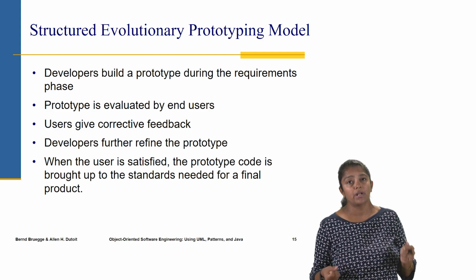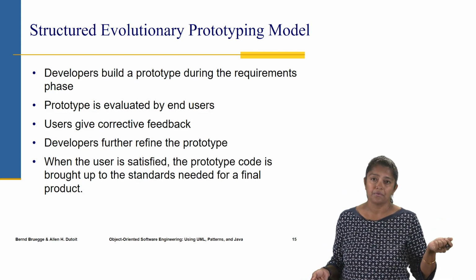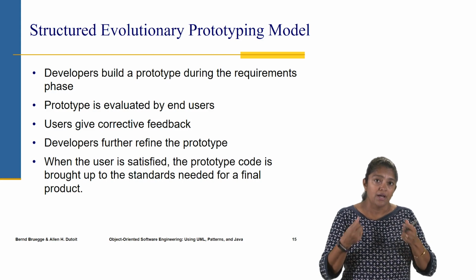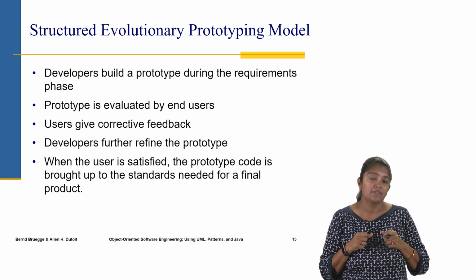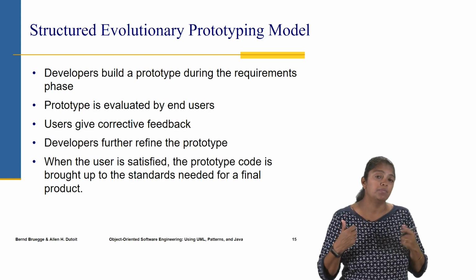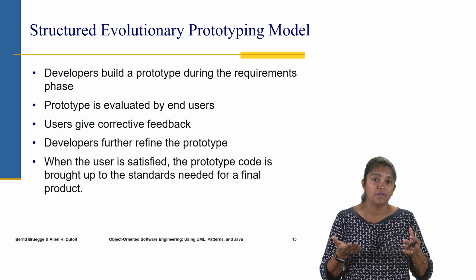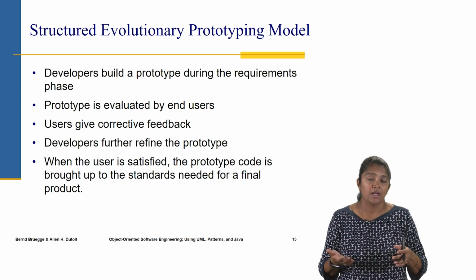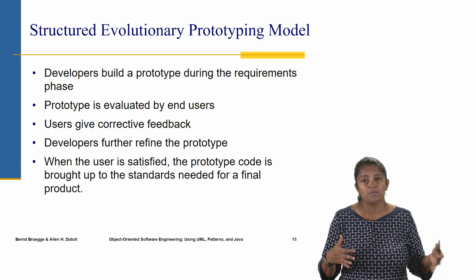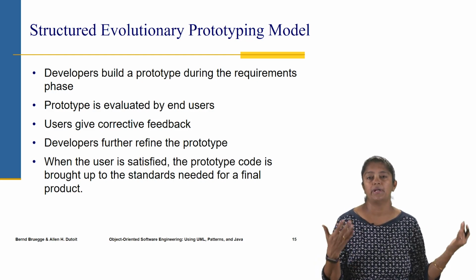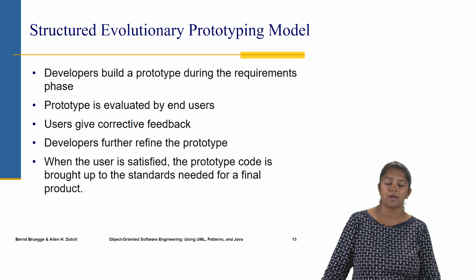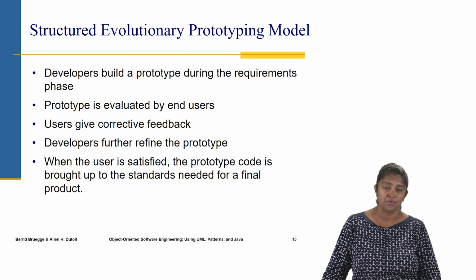And then that prototype is evaluated by the end users. The end users then provide some corrective feedback, and based on that feedback, developers further refine the prototype. They keep continuing this process until the user is satisfied. And when the user is satisfied, then that prototype code is brought up to standards and made into a final product. So that's the structured evolutionary prototyping model, very different from the previous two.